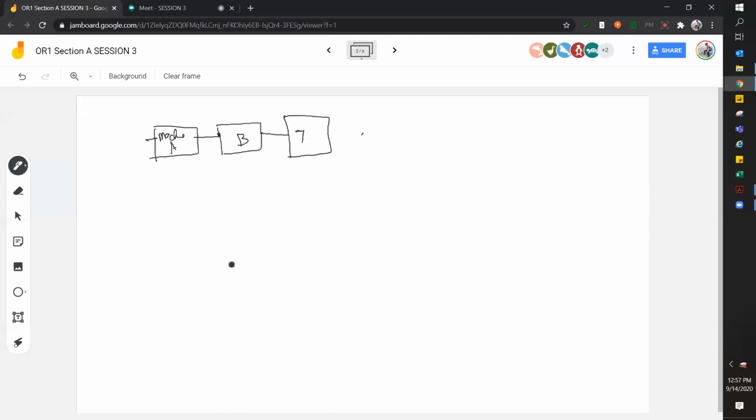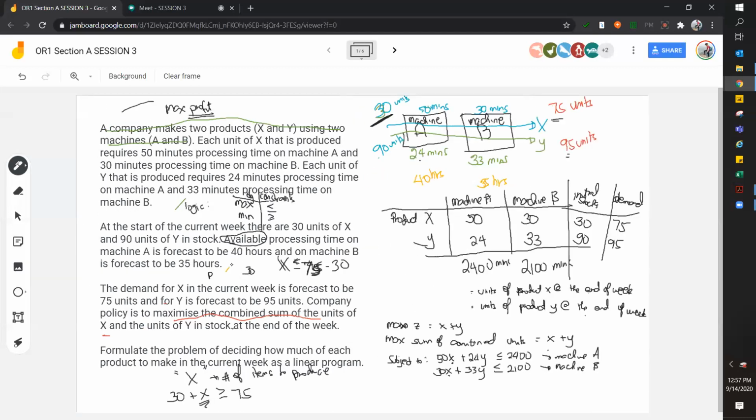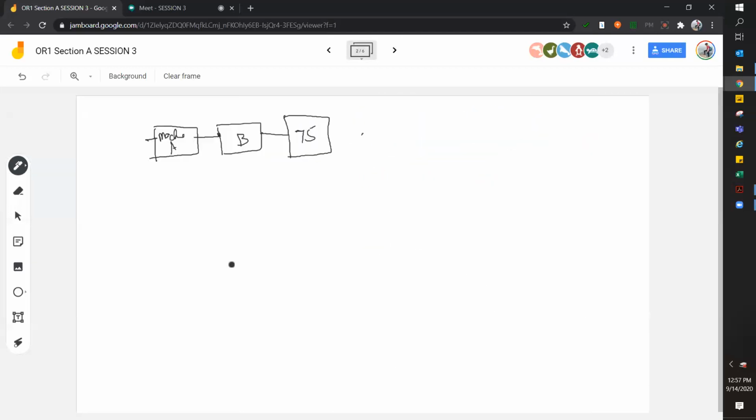Let me double check if that is 75. Yep, 75. Initially, one big box here. Okay, so this is the initial, this is the forecast, and then let's put here the ending.